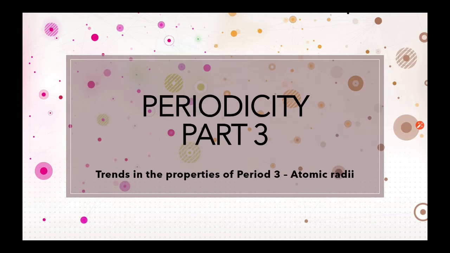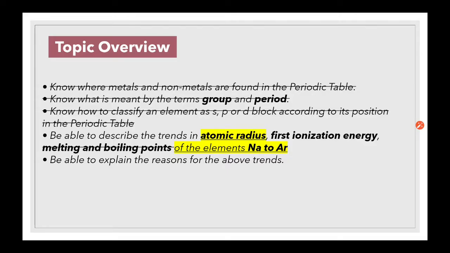This time we're on part 3. For this one, we're going to look at the trend in atomic radius of the atoms as we go across period 3, or atomic radii. So quickly, just to catch up on where we're going.